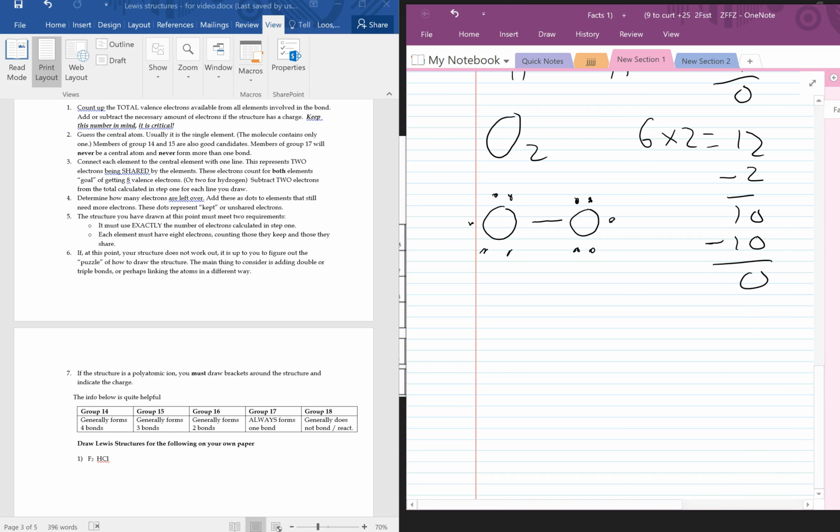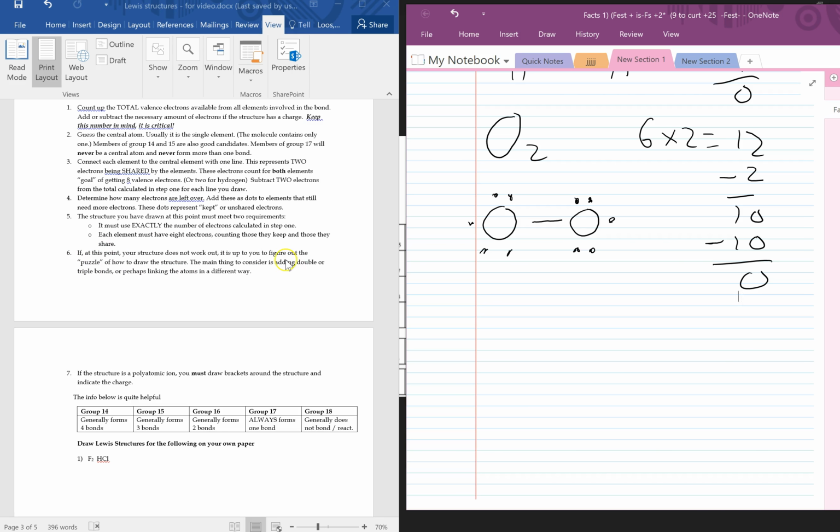So we get down to step 5. And remember, our Lewis structure must meet these 2 requirements to be good. It does meet the first bullet. It uses exactly the number of electrons. We calculated that. My picture is showing exactly 12 electrons. However, it does not meet bullet 2. This oxygen here has 1, 2, 3, 4, 5 electrons that it's keeping. Sharing 2 is 7. Same with this other oxygen. So these oxygens are short of an octet. So therefore my Lewis structure is not valid. So for the first time we have to move on to step 6.